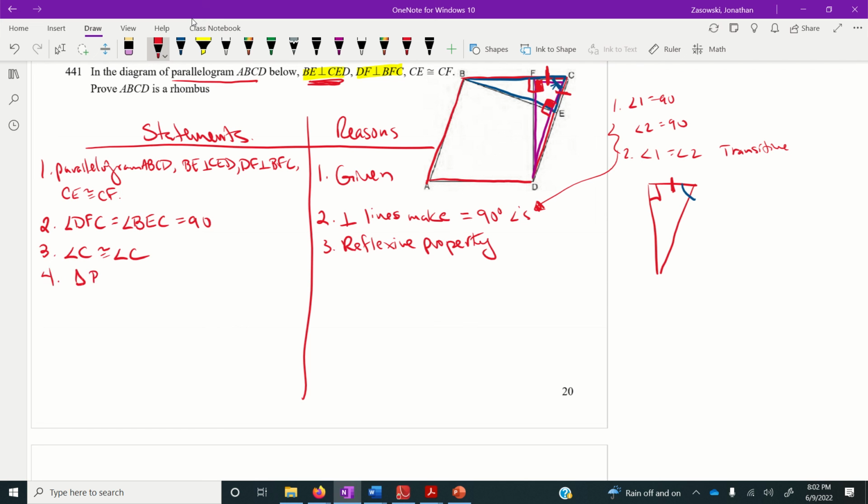So triangle BEC is congruent to, now keep that order the same. We went B to the right angle to our reflexive angle, so we're going to go DF to C. So triangle DFC. Make sure those are corresponding points there. And the reason, once again, is ASA.